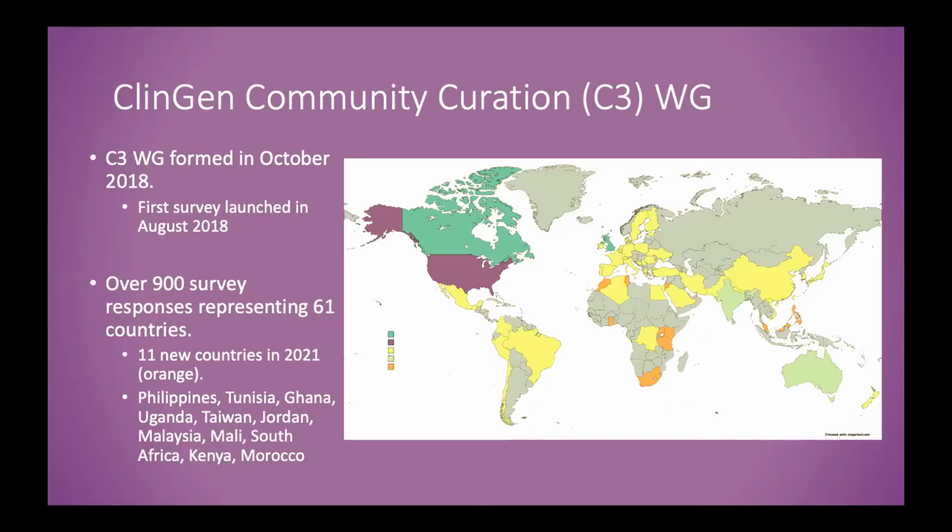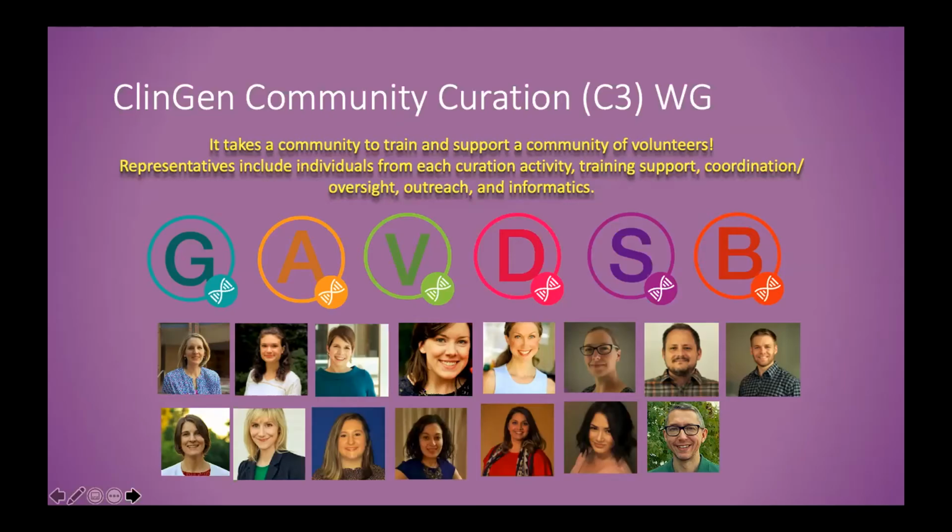Just this past year alone, from January until now, we've introduced 11 new countries from individuals taking our survey, and those are represented in orange on this map and are listed on this slide. And of course, I always like to say it takes a community to train and support a community. The C3 really is here to help engage individuals to come and to contribute to ClinGen. We help facilitate training through our education, coordination, and training work group, as well as place individuals in curation activities.